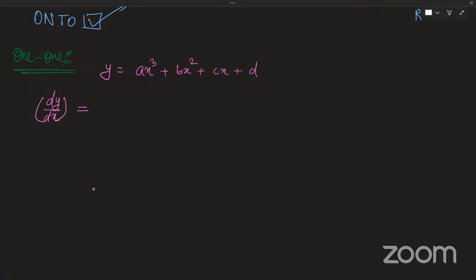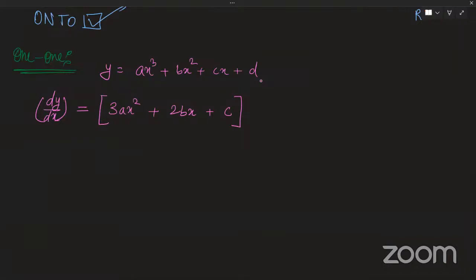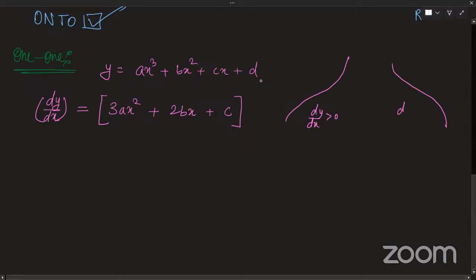3ax square plus 2bx plus c. Absolutely correct. No need to worry. So is there something that I already know about dy by dx, or do I need to figure it out again? Just remember this case. Whenever it is one-one, either it will be purely increasing, wherein dy by dx is greater than 0, or entirely all values of dy by dx will be lesser than 0.